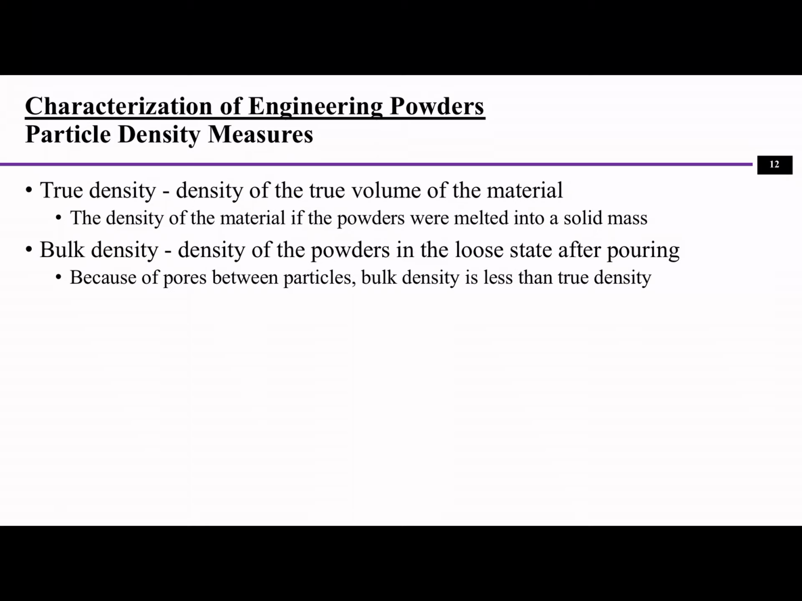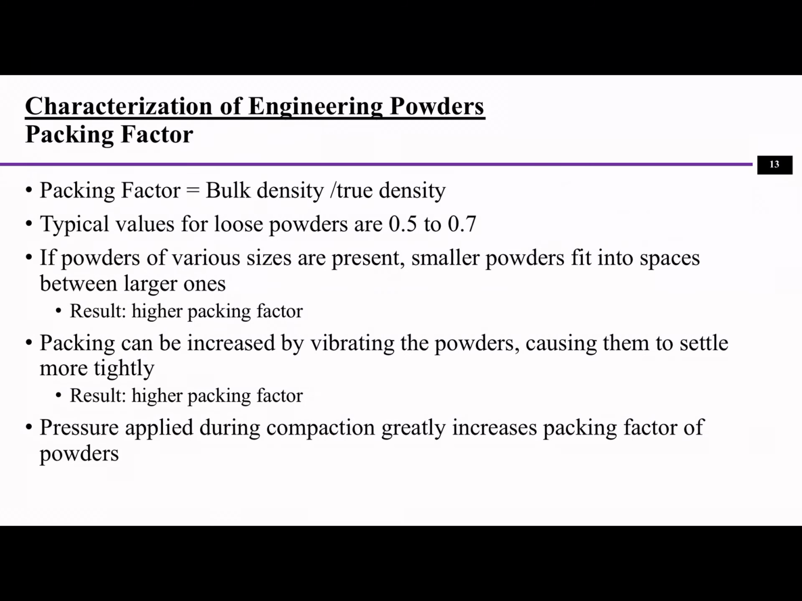While the bulk density is the powders in a loose state after you pour all the powders there. So that's the bulk density. And if we use the bulk density divided by the true density, we'll get a packing factor. So we sometimes use the packing factor to describe how loose the particles of the raw materials are, and also what the porosity of those is. And typical values for loose powders are 0.5 to 0.7.